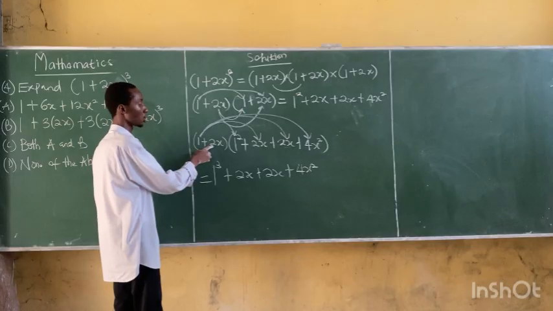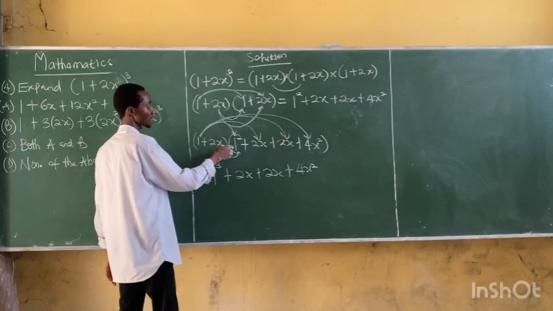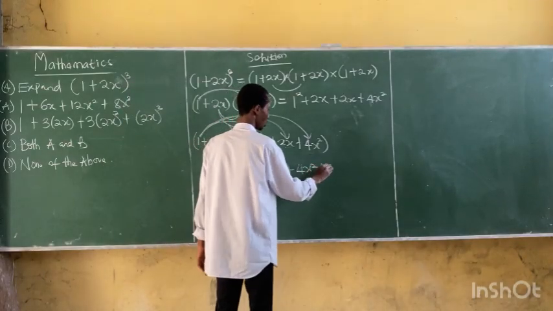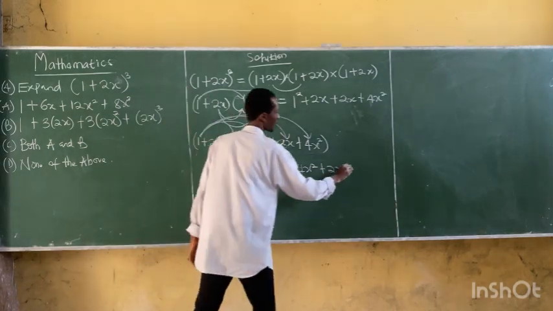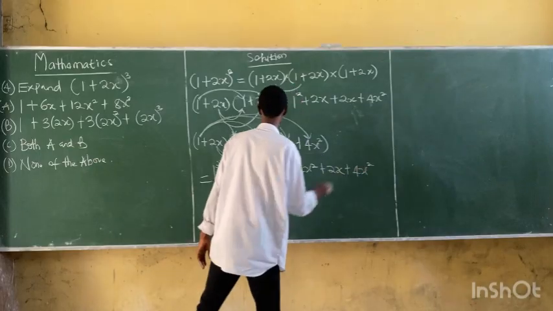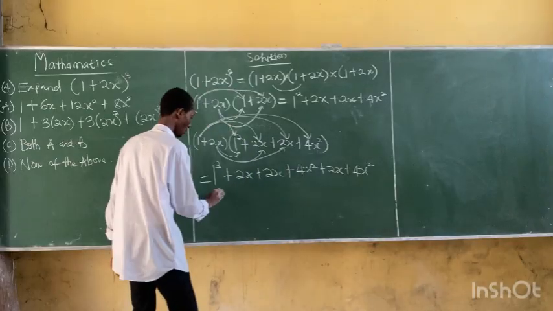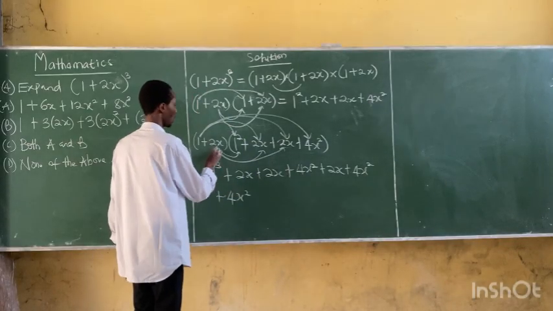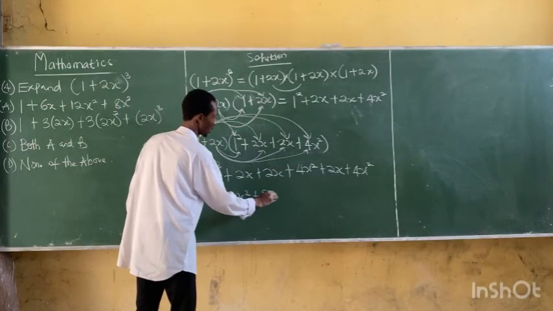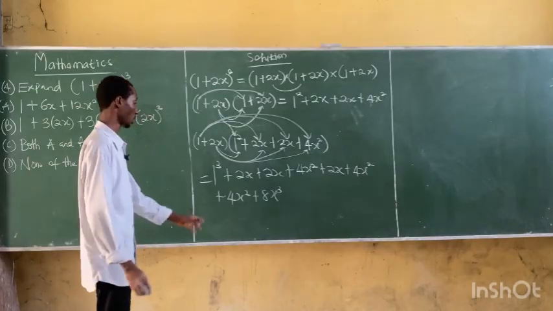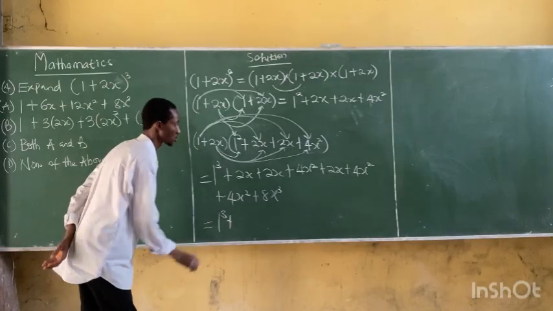We use plus 2x now to multiply everything in this bracket. If we do that, here we have 2x times 1 gives us 2x. 2x will multiply 2x, we have plus 4x squared. 2x will also multiply 2x here. We have another plus 4x squared. And when 2x multiplies 4x squared, we have what? Plus 8x cubed.